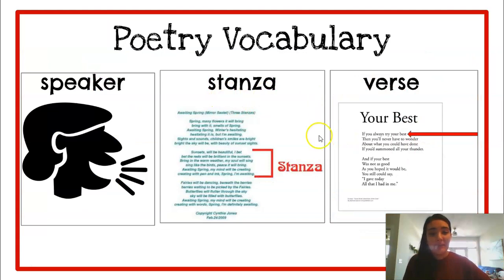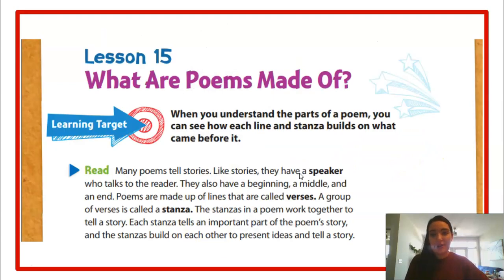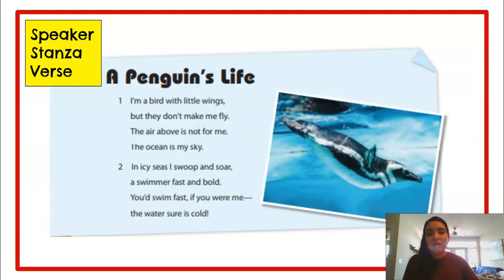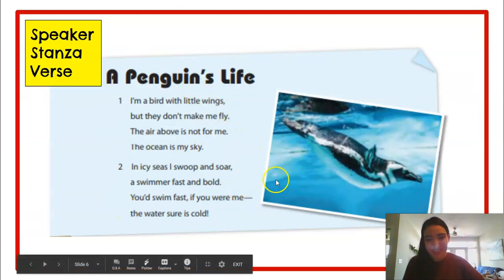Our stanzas are groups of what? Verses. And verses are just one line at a time. All right, so let's go back and look at our learning target for today. When you understand the parts of a poem, the verses and the stanzas, you can see how each line and stanza builds on what came before it. So we're looking to connect from one stanza to the next stanza.